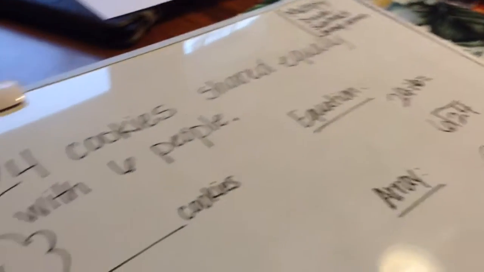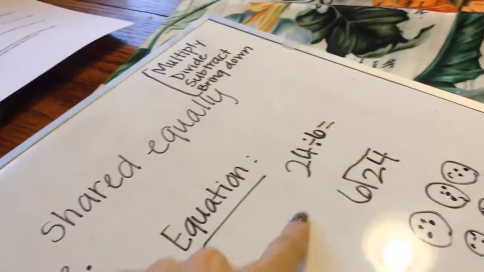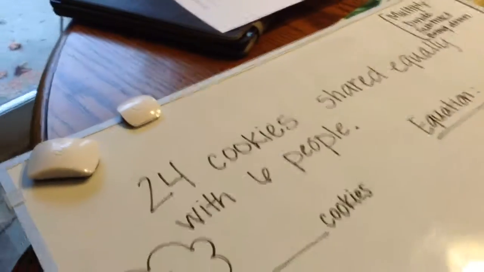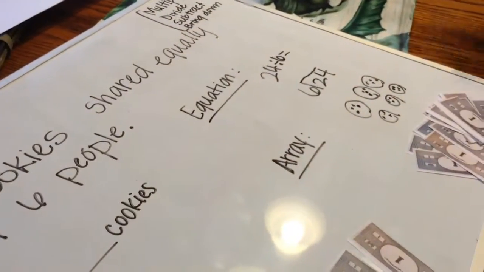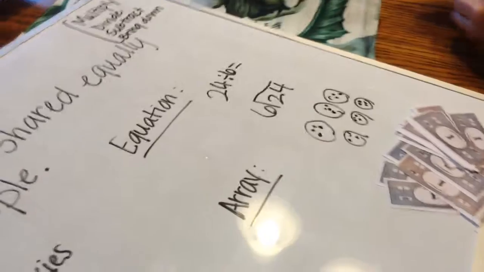So you wrote an equation. Where did you get this equation? How did you know that's what you were supposed to write? So you had 24 cookies. You had to divide it by 6 people. So then you do 24 divided by 6.